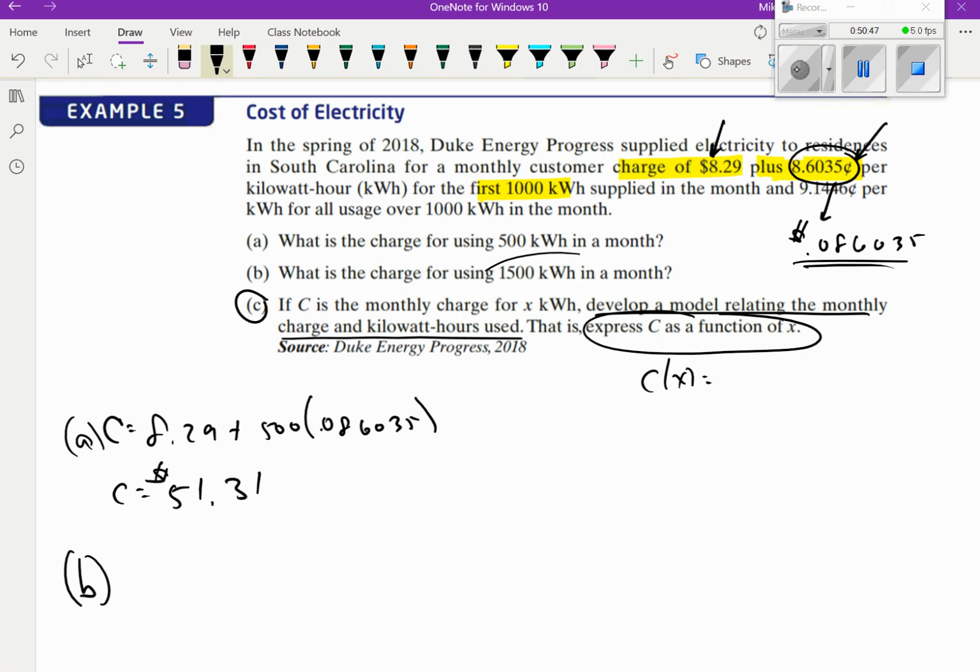Let's do part B. Let's say now we use 1,500 kilowatt hours. So when we take a look at the setup here, let me erase some of this stuff up through here.